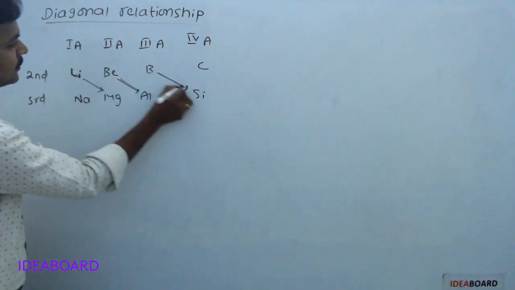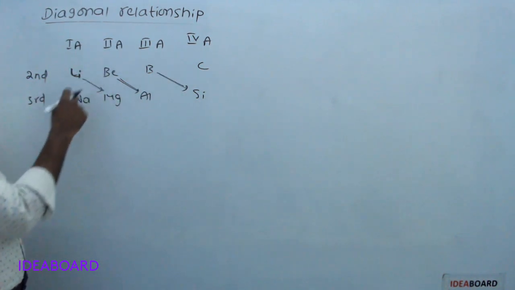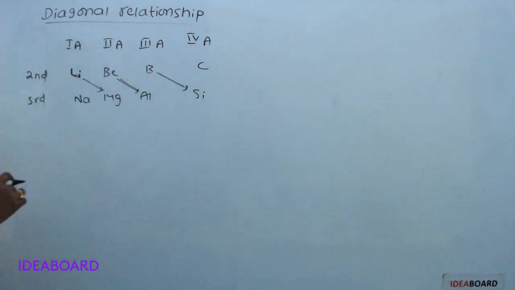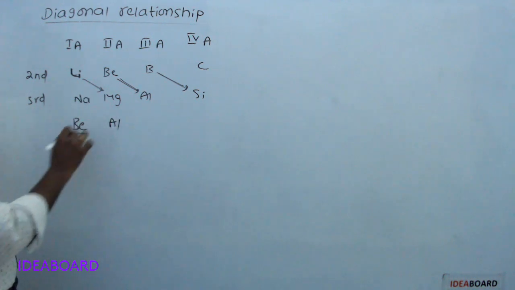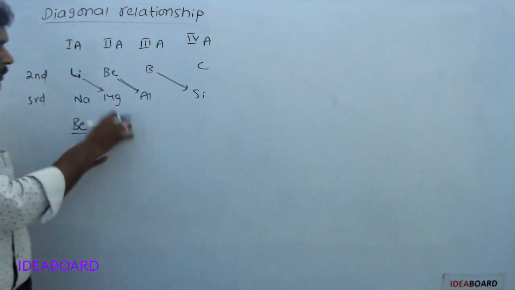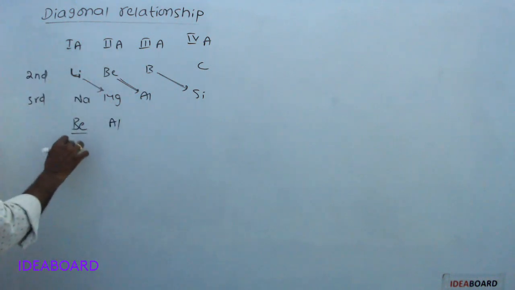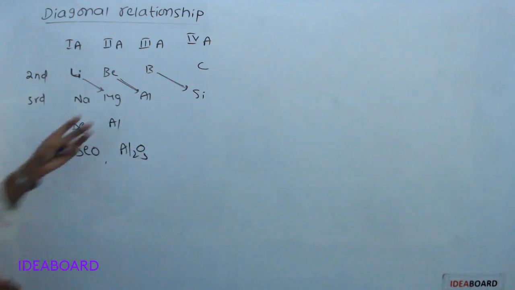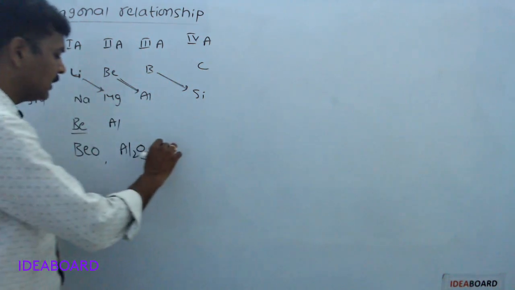This is diagonal relationship. See, this is not diagonal relationship. We should not take beryllium, sodium, boron, magnesium, carbon, aluminium. That is not diagonal relationship. If we take beryllium and aluminium, beryllium belongs to second A group, aluminium belongs to third A group. Even though they belong to different groups, beryllium oxide and aluminium oxide, both are amphoteric.